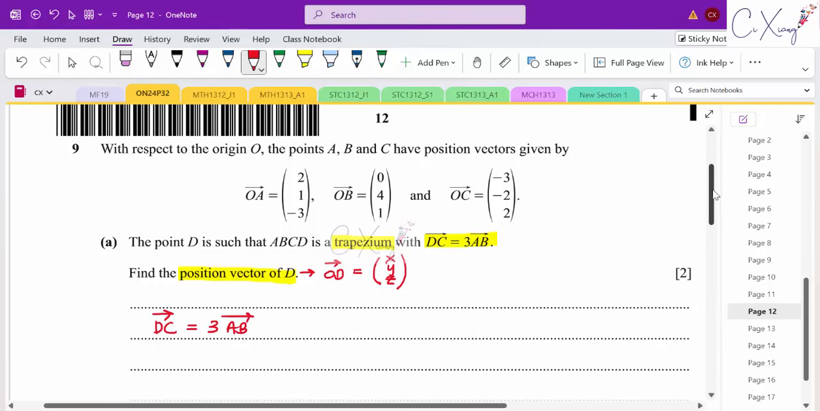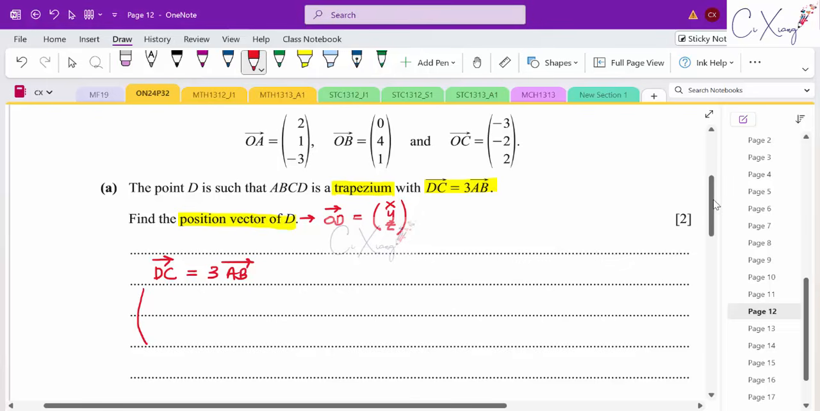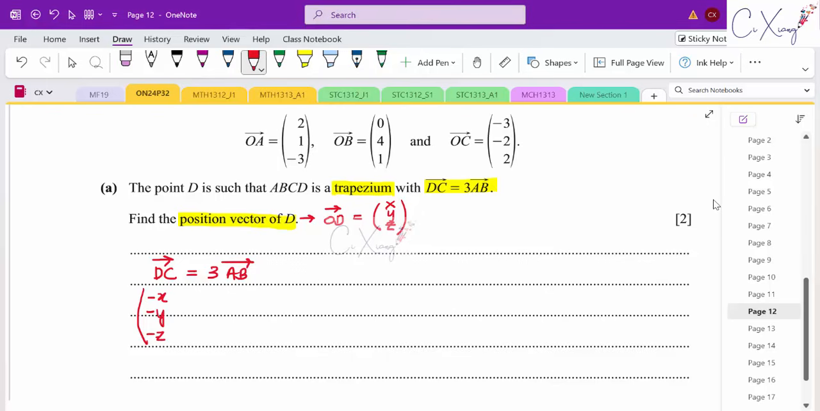So what is the DC? DC means DO plus OC. DO will be negative X, negative Y, and negative Z, plus OC. So what is the OC here? It should be negative 3, negative 2, and also 2. Equals to 3AB. So 3 times AB. AB means AO plus OB. So AO means negative 2, negative 1, and also 3, plus OB. So what is the OB here? 0, 4, and also 1.